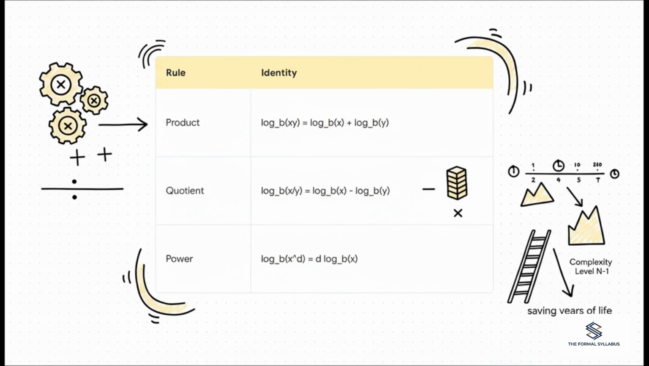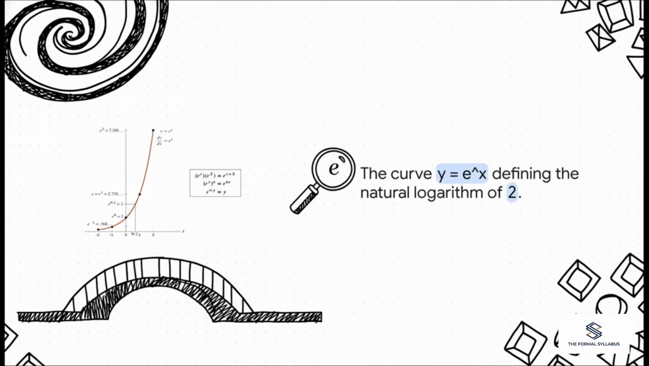Think about what this meant before computers existed. Engineers and astronomers literally saved years of their lives by using logarithm tables to add numbers together instead of doing massive multiplication by hand. A logarithm basically acts as a cheat code that always steps math down one level of difficulty. And this algebraic beauty is perfectly reflected in geometry too.